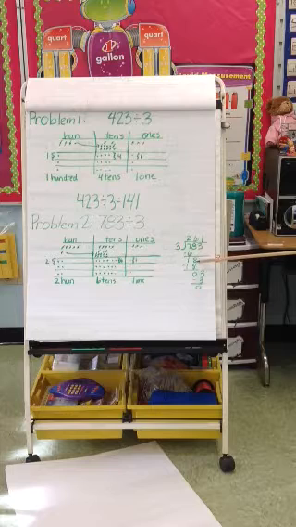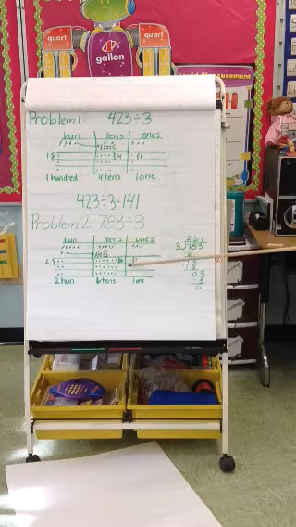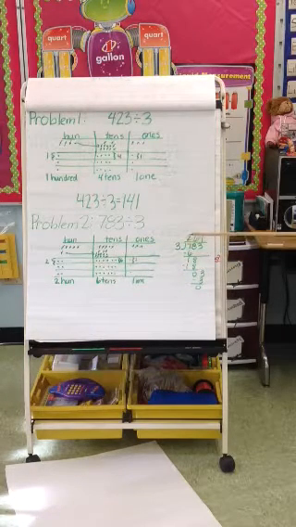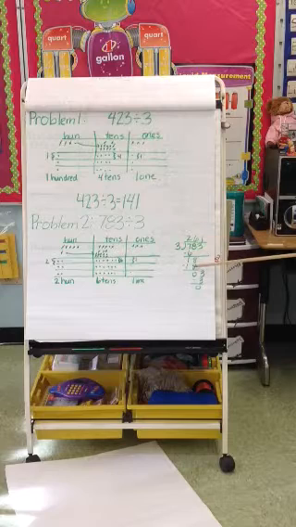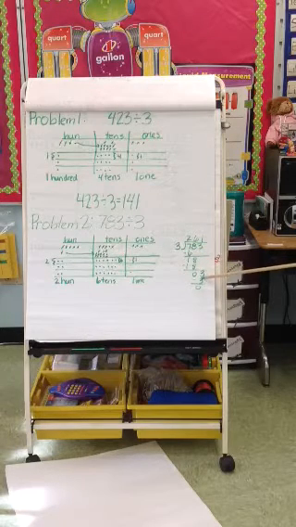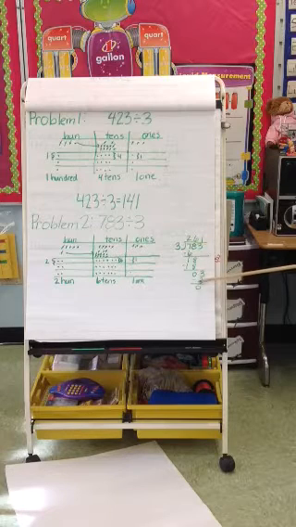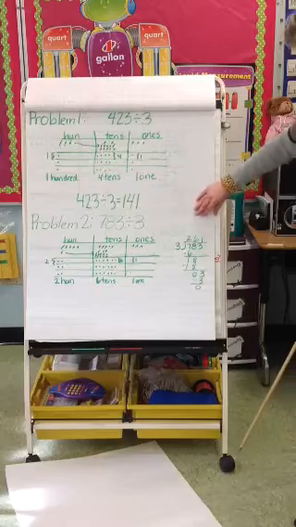I then brought down the 8. We now have 18 tens. 18 divided by 3 is 6. 6 times 3 is 18. We now have 3 ones. 3 divided by 3 is 1. 1 times 3 is 3. There's nothing left over.